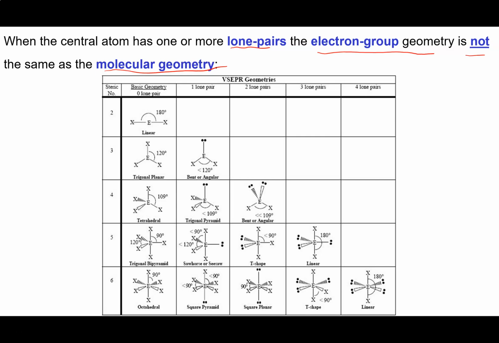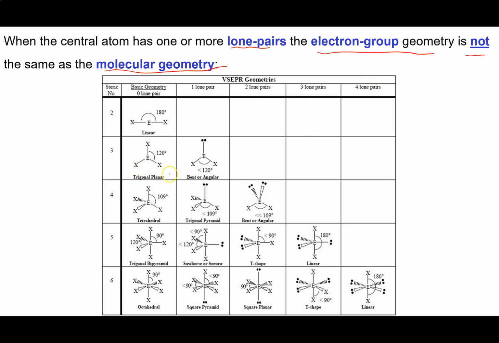In this table, I've listed the steric number 2 through 6, and then the basic or electron group geometry. For 2 electron groups, it's the linear arrangement. For 3, it's trigonal planar. For 4, it's tetrahedral. For 5, it's trigonal bipyramidal. And for 6, it's octahedral. Then in the subsequent columns, I have what the molecular geometry becomes when one, 2, 3, or 4 of our electron groups are lone pairs.